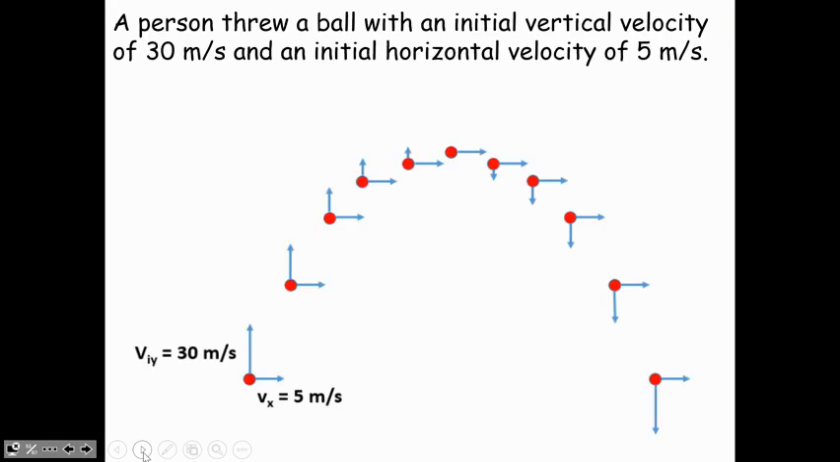If we take another look at this type of motion, let's say we have a person that throws a ball with an initial vertical velocity of 30 meters per second and an initial horizontal velocity of 5 meters per second. It's the combination of those two vector components that result in this parabolic or smoothly curved trajectory of the projectile. And notice throughout its motion that horizontal velocity vector stays the same. It's the vertical velocity that changes due to the influence of gravity.